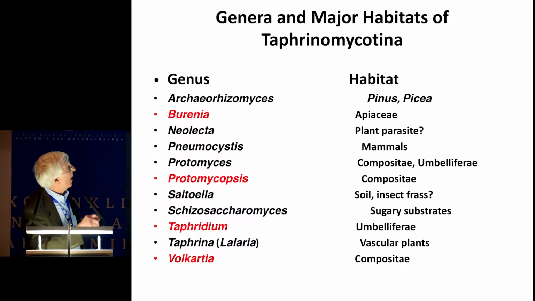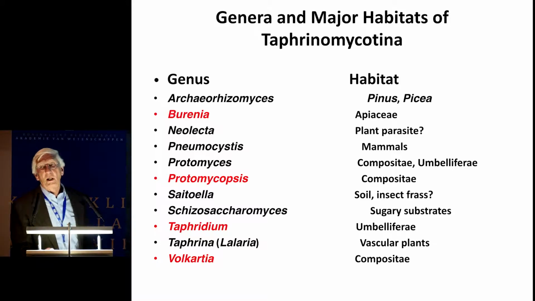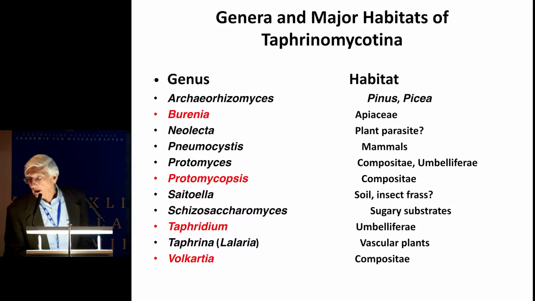Now, other problems we have. What are the genera in red? Barenia, Protomycopsis, Taphridium, and Volcaria. We have herbarium specimens for those, but we have no living cultures, no sequences. Are they in fact misclassified Protomyces? You know, we don't know. So this would be an interesting project for somebody if they could retrieve DNA from herbarium specimens. But in any event, with the exception of Pneumocystis, the rest of these are either plant pathogens or somehow associated with plants. So I think this would be kind of a super group to look at, but maybe very hard to deal with. With that, thank you very much.